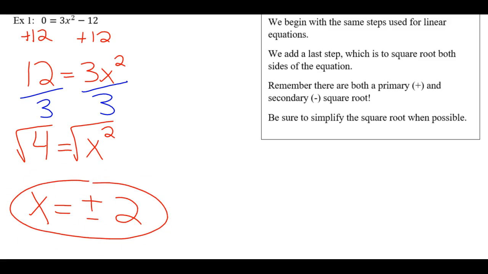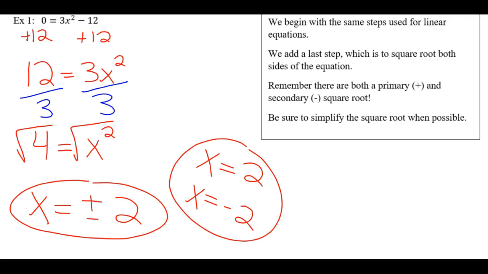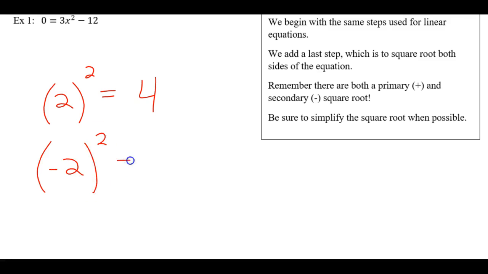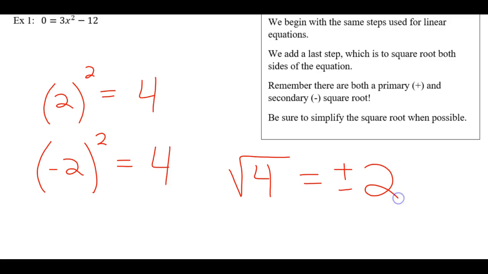There's actually 2 answers. You could write it separately if you wanted. You can say x equals 2 and x equals -2. That's what that plus or minus means. Do you remember why there's 2 answers when we square root something? Yeah, so if we square something, what is 2 squared? 4. But what is -2 squared? It's also 4. So when we square root 4, we have to give all numbers that when you square them, you get the answer 4. We're going back to where we came from, okay?